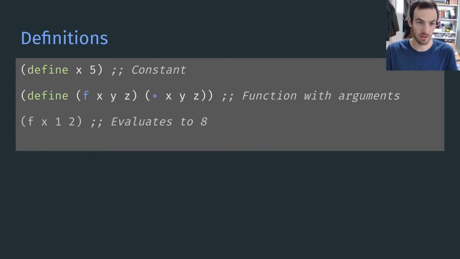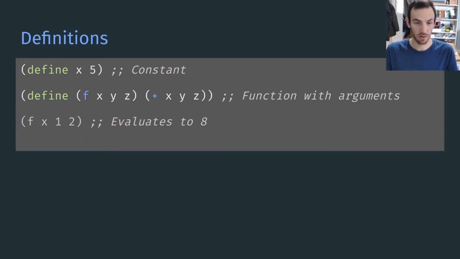Then there are definitions. Definitions are also written as S-expressions, where the first expression is the define keyword. Then you write what you're defining, either a constant, so a single name like x in the first line, or a function. If you're defining a function, you have to use an S-expression where the first element is the function name itself, and then the arguments of the function. And last in this define S-expression, you have the body of what you're defining. In the first case, it's a constant, the body is just 5, for example. And in the second case, we're defining a function, so we define the body of the function.